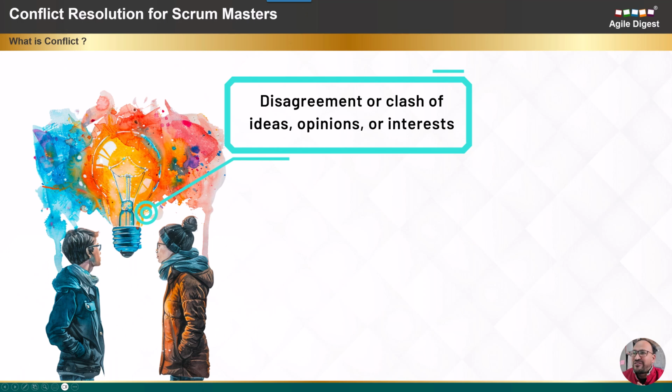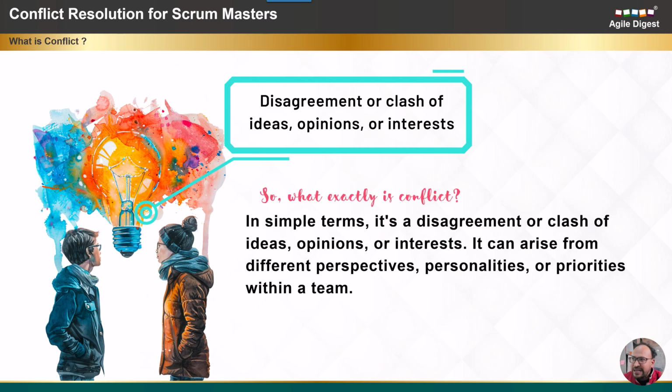So what is conflict? When we talk about conflict, it is a disagreement or clash of ideas, opinions and interests. That's very high level. In simple terms, it's a disagreement or clash of ideas, opinions or interests. It can arise from different perspectives, personalities or priorities within an Agile team. As I initially mentioned, conflicts can be healthy debates or healthy dissent, and unhealthy conflicts.